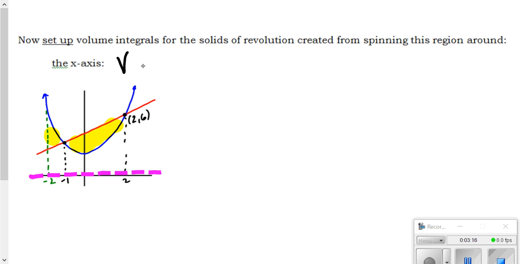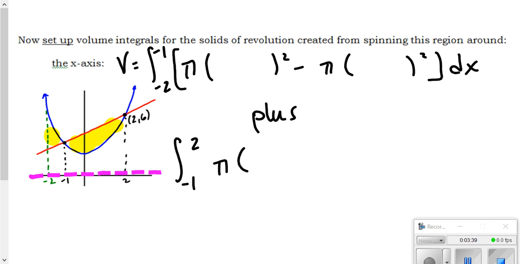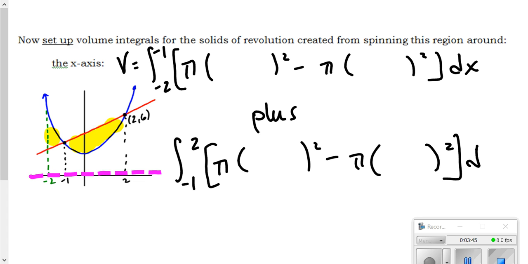You're going to have volume going from -2 to -1, big pi r squared minus little pi r squared. And then in addition to that, I'll write a big plus, you're going to have an integral going from -1 to 2, again, big pi r squared minus little pi r squared. Okay, now you know enough to set this up. So I'd like you to pause, set it up, come back and check.